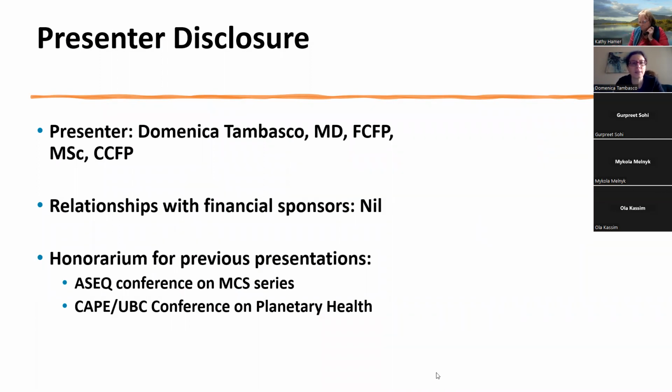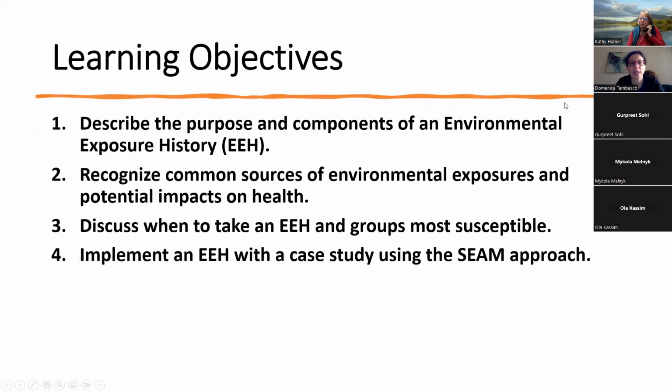Our learning objectives today are to identify when to take an environmental exposure history and recognize the most susceptible groups, as well as recognize common sources of environmental exposures and the potential impacts on health, to summarize the components of an environmental exposure history with possible approaches and assessment tools, and apply the SEAM approach, which I came up with, as well as the CHOPT tool for taking an environmental exposure history in a case study.